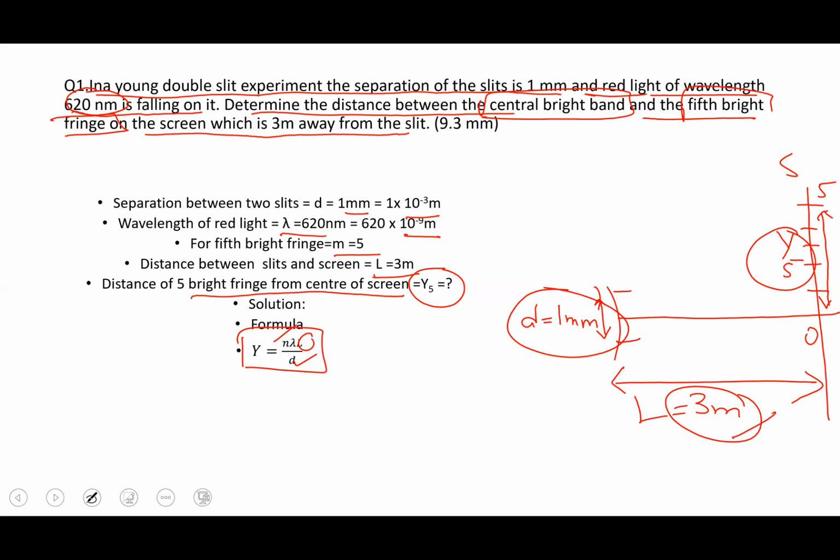Now putting in the values into the above equation, what do we get? We get 5 into 620 into 10 to the power minus 9 into 3 divided by 1 into 10 to the power minus 3, or we can say 1 millimeter. So when we calculate this, we get 9.3 into 10 to the power minus 3, or instead of writing 10 to the power minus 3, we can write it as 9.3 millimeters. So this is our answer to the first question.